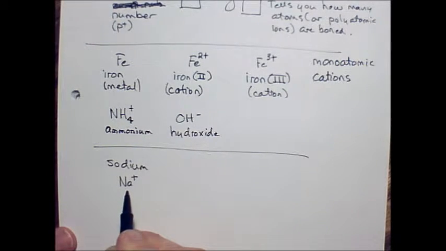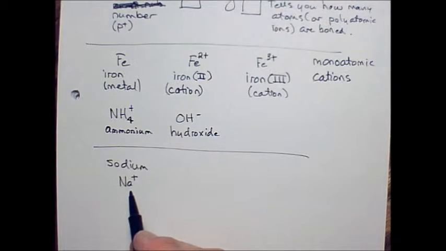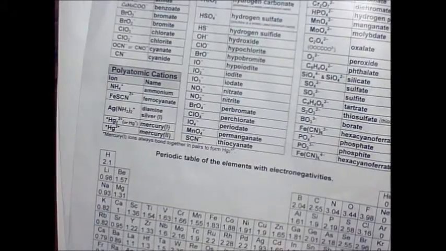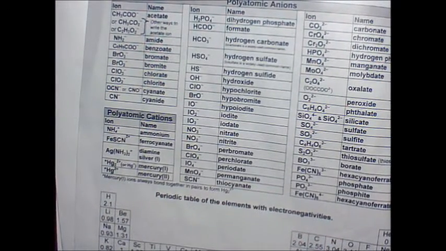So, we got sodium. All right, so if we're going to put together sodium with something else, let's find a polyatomic ion to put it with. Where are you going to find polyatomic ions? Common ions list. Oh, right here, what I was looking at. Okay.